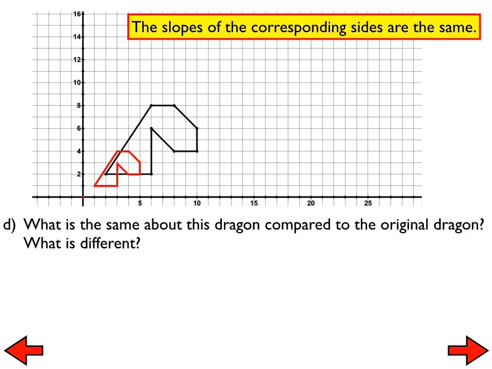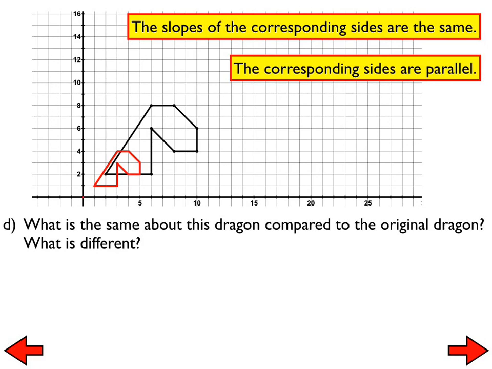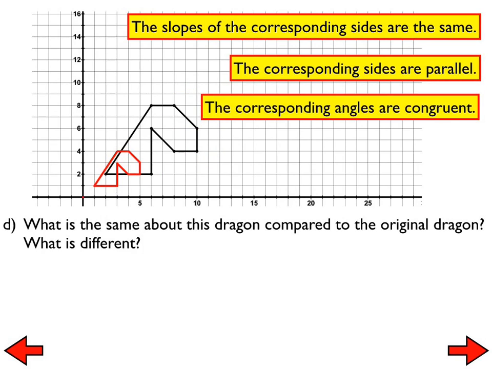So what about the slopes of the corresponding sides? Well, when you are doing a dilation, the slopes of the corresponding sides are the same. And you can clearly see that right there if you were to check all of the corresponding sides. Also, the corresponding sides are parallel to each other. And I think you can clearly see that as well. Just for example, that side right there, and that side, this side, and this side, and so on. The corresponding sides are parallel. The corresponding angles are congruent. So what I mean by that is, for example, that angle right there and that angle right there.